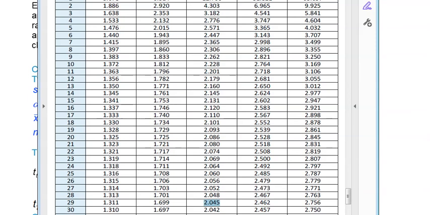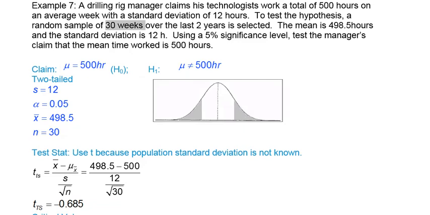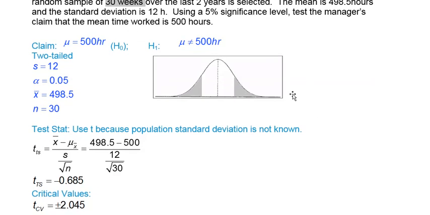But because it is two-tailed, we have to say plus and minus 2.045. If it's left-tailed, make sure you put a minus on it. If it's right-tailed, it's just the positive one. So when we look at those values, right, we have plus 2.045, minus 2.045.